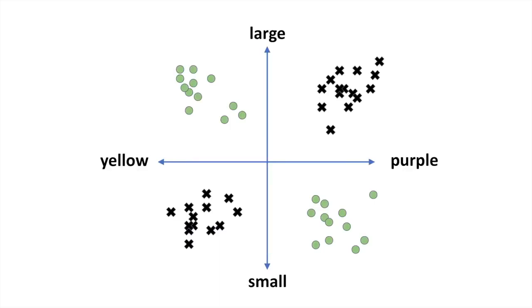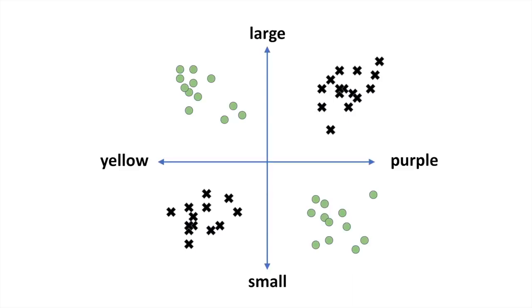We try a bunch of fruit of different sizes and different colors. We find that the yellow peaches are delicious. We find that the purple plums are delicious, but the yellow plums are terrible and the purple peaches are terrible. So we end up with a data set that looks like this.